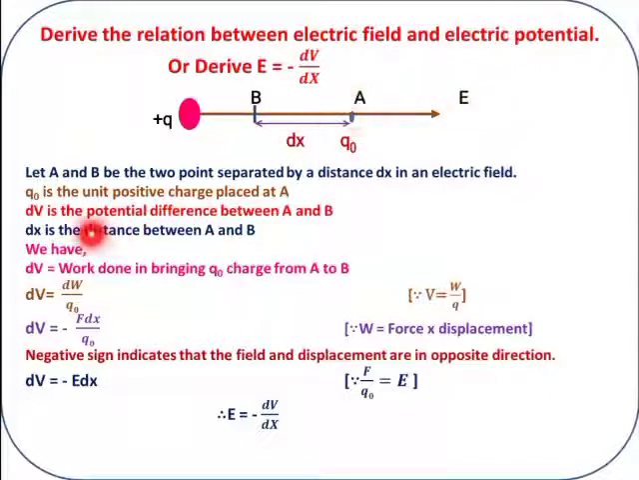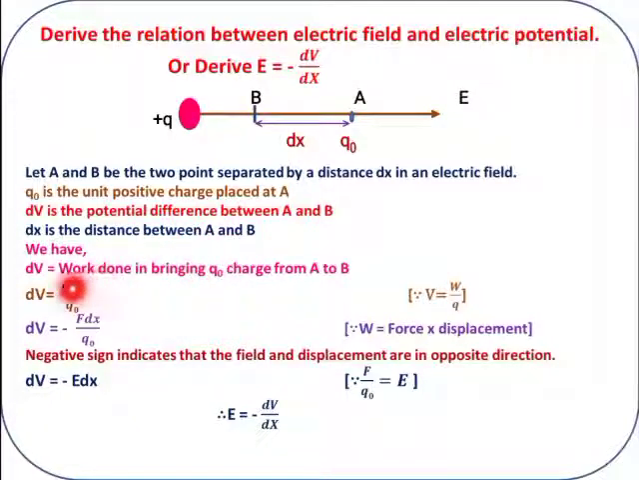Then dV is the potential difference between A and B. What is potential difference? We discussed already in the previous videos. dx is the distance between A and B. Now dV is equal to the work done in bringing Q naught charge from A to B. This expression we also discussed in the previous videos, so please go through the previous videos.